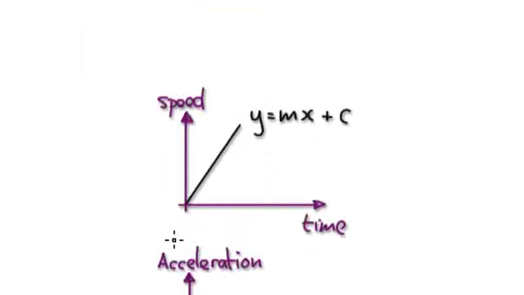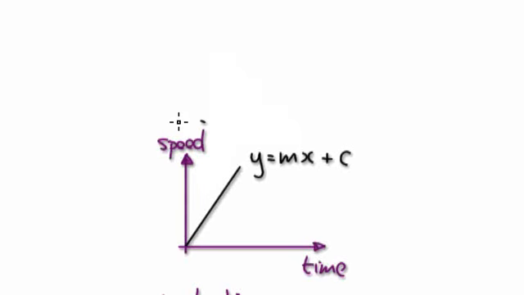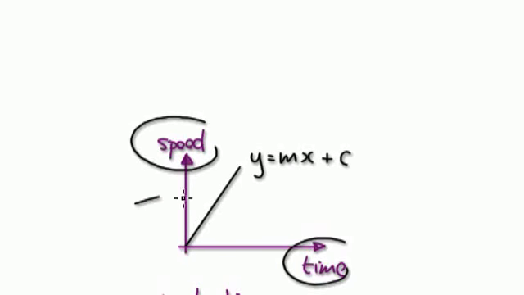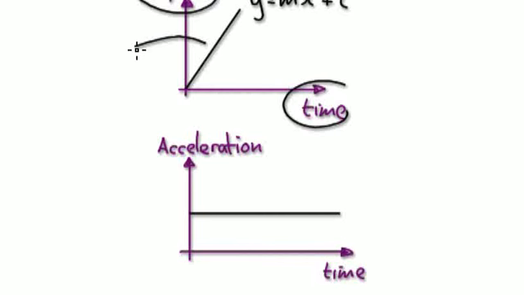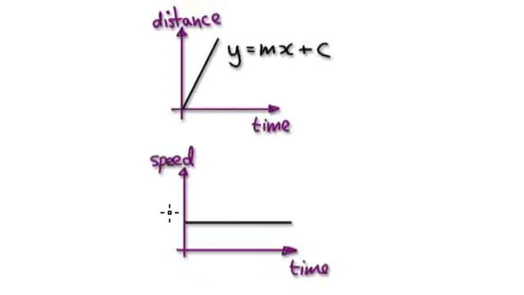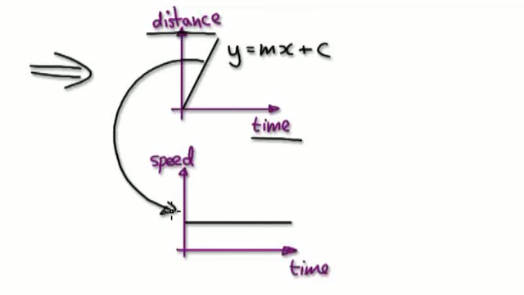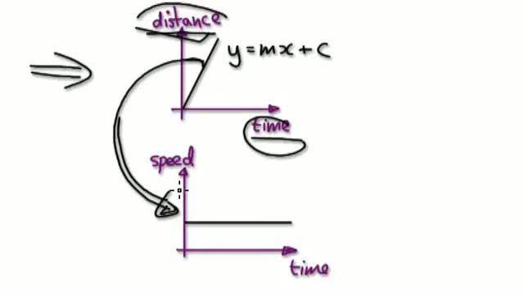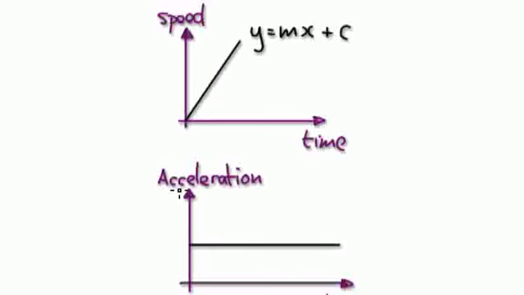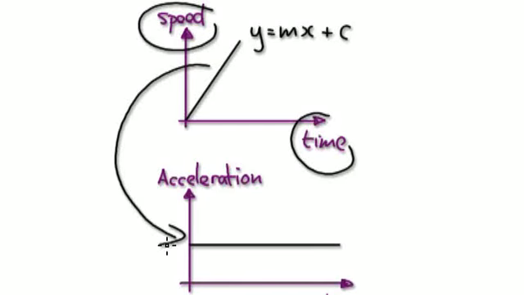In one of the earlier videos, I said if you're given the speed time graph, the gradient of this represents the acceleration. I know it's quite confusing. I know this bit is really confusing. So let's take one step at a time. When you're given the distance time graph, the gradient of this represents the speed. That's distance time, the gradient gives you the speed. Now let's change it to the speed time graph. The gradient of this represents the acceleration.